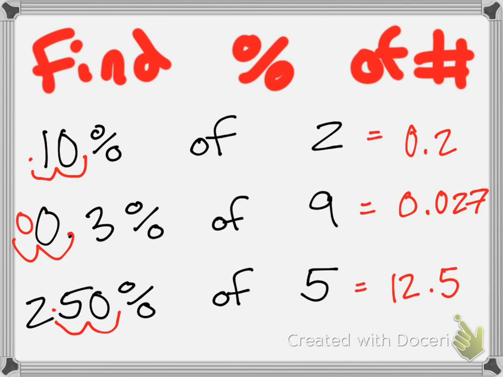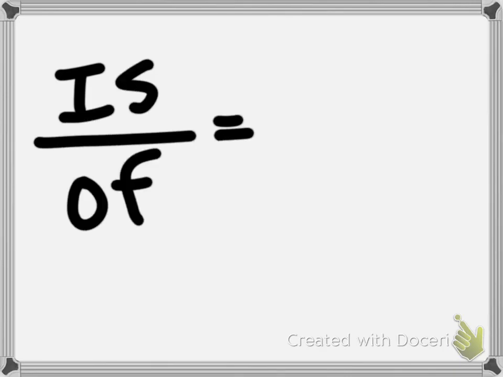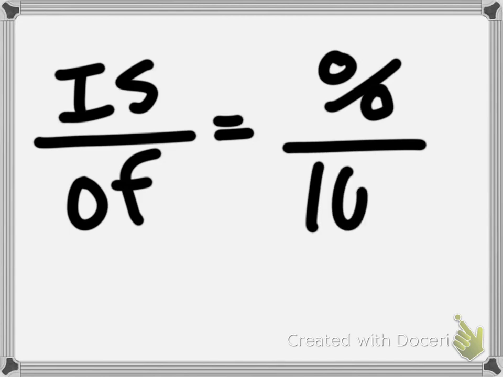But there is one more way, and this is the way that I like the most. And this is the way that you should remember. Ready? Is over of equals percent over 100. This is something you need to remember. This is something great. Is over of equals percent over 100.